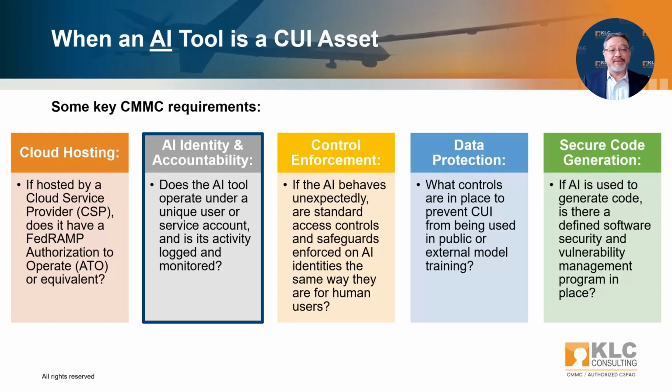Second one is to make sure that the AI tool has an identity and we are tracking the accountability, meaning AI needs to have a user ID or service account. Whatever AI is doing within your environment, it has to be tracked and monitored. If it's not being tracked or monitored, you will not understand what the AI tool is doing within your environment.